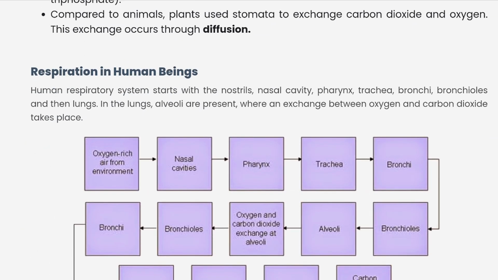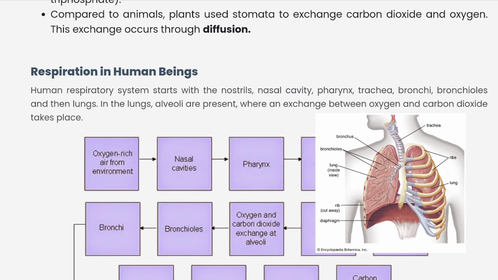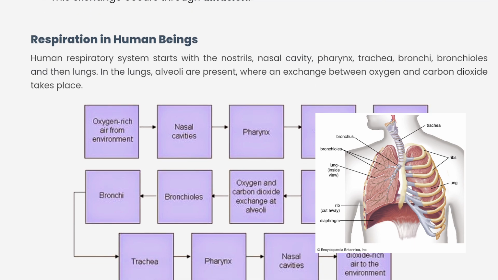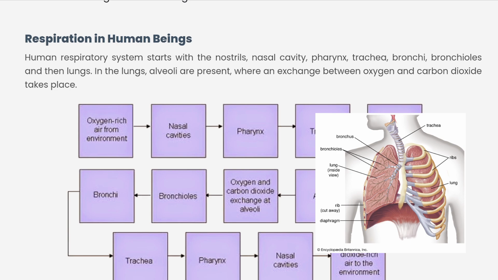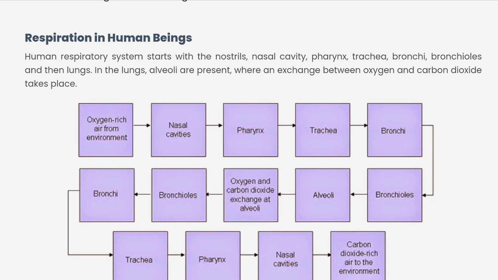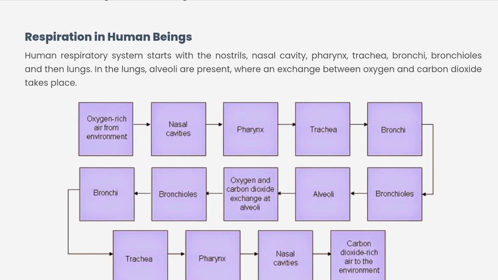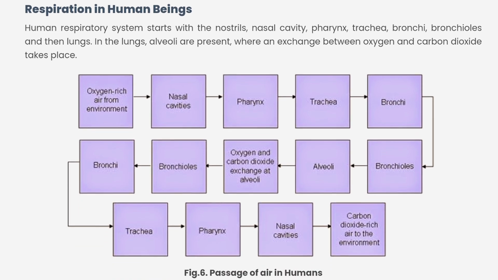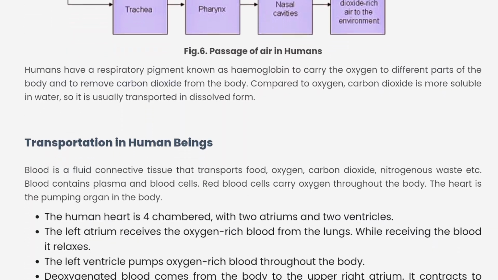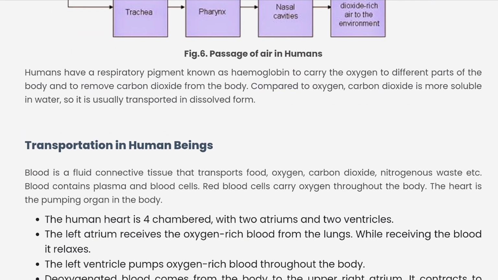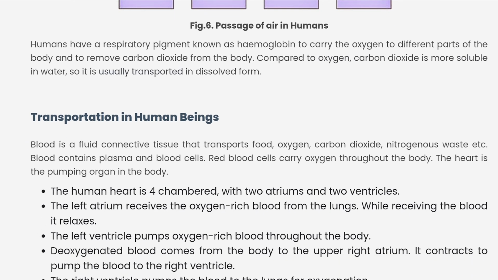Respiration in human beings. The human respiratory system starts with the nostrils, nasal cavity, pharynx, trachea, bronchi, bronchioles and then the lungs. In the lungs, alveoli are present, where an exchange between oxygen and carbon dioxide takes place. Fig. 6. Passage of air in humans. Humans have a respiratory pigment known as hemoglobin to carry oxygen to different parts of the body and to remove carbon dioxide from the body. Compared to oxygen, carbon dioxide is more soluble in water, so it is usually transported in dissolved form.